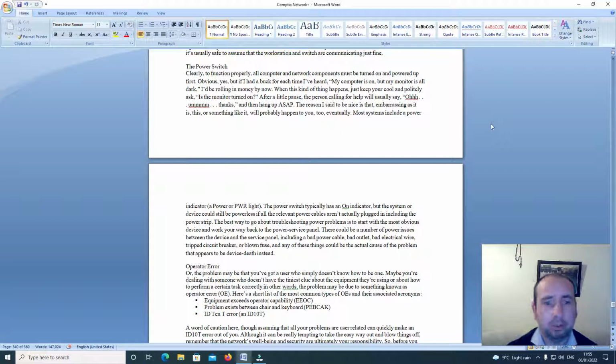The power switch. Clearly, to function properly, all computer and network components must be turned on and powered up first. Obvious, yes, but if I had a buck for every time I've heard that my computer is on but my monitor is all dark, I'd be rolling in money by now. When this kind of thing happens, just keep your cool and politely ask, is the monitor turned on? After a little pause, the person calling for help will usually say thanks and then hang up ASAP.